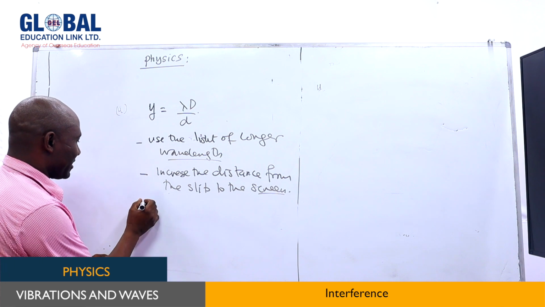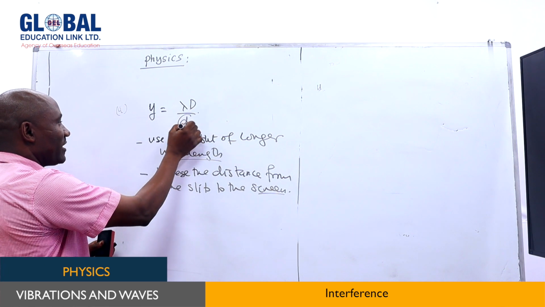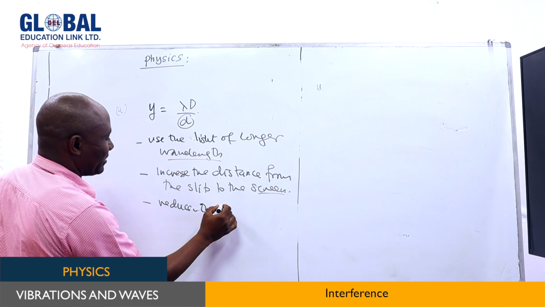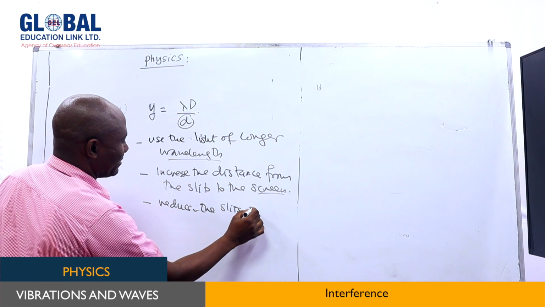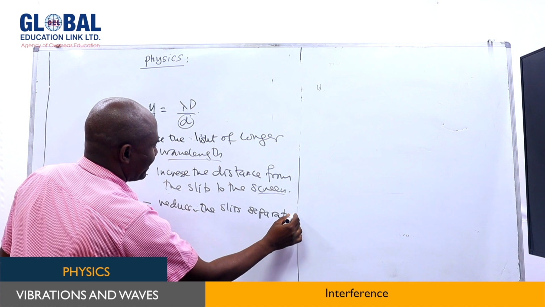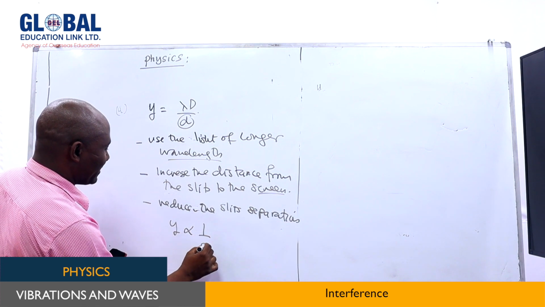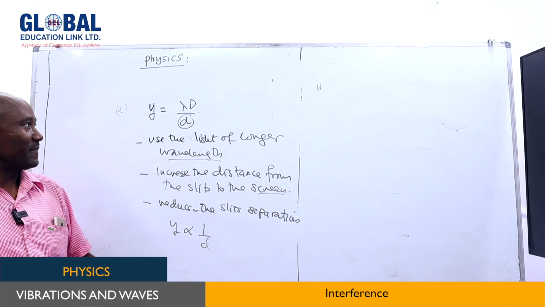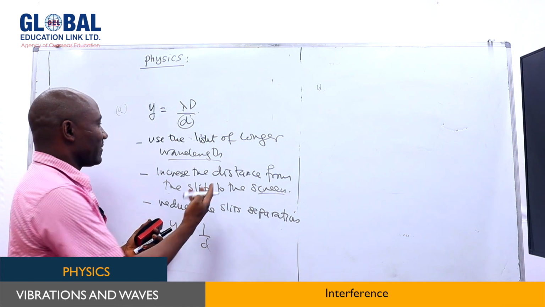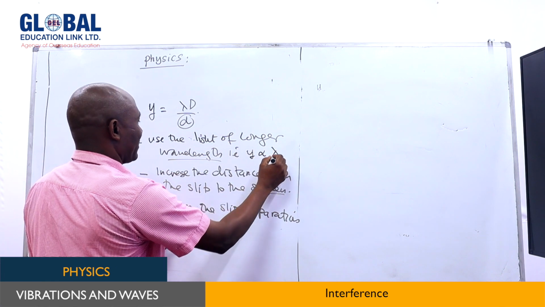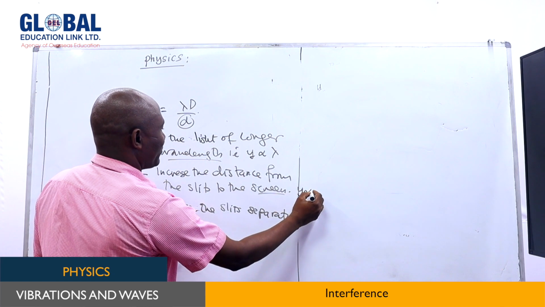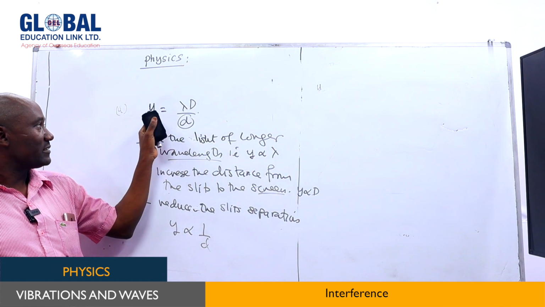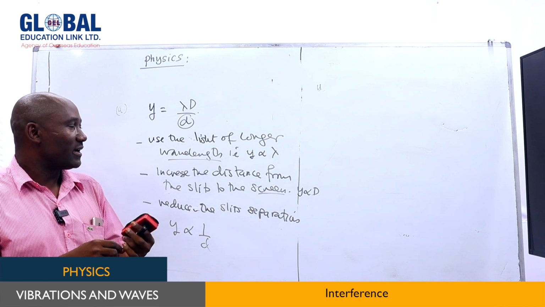Point number 3 is the slit separation. That value should be reduced. You reduce the slit separation. Mathematically, we know that y is inversely proportional to d. Inversely proportional means when you have a small distance, the fringe separation will increase. Y is directly proportional to the wavelength, but inversely proportional to d. So the factors depend on how the fringe separation relates to D, lambda, and small d.